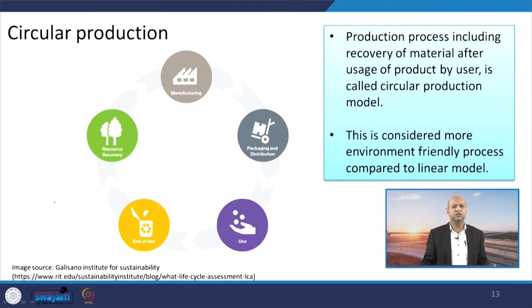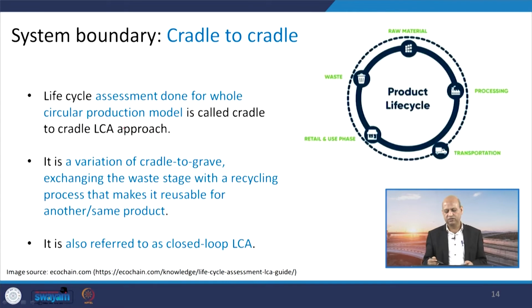And if we see the circular production, this is again a model representation of the LCA: manufacturing, packaging, utilization and end use, and again recovery. If you are just discarding something, then it is linear. When you are using discarded material, then it becomes a circular way, because you are using some waste material also as a raw material. So, that way the impact will be less.